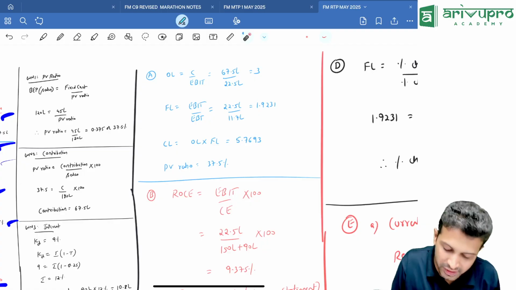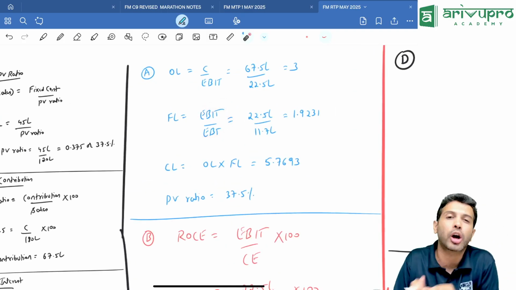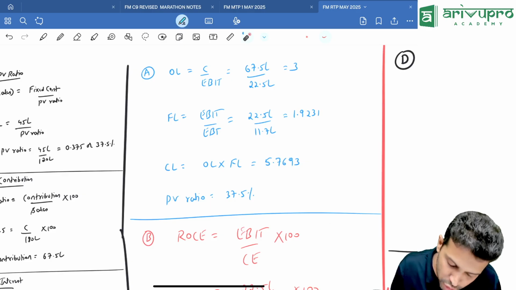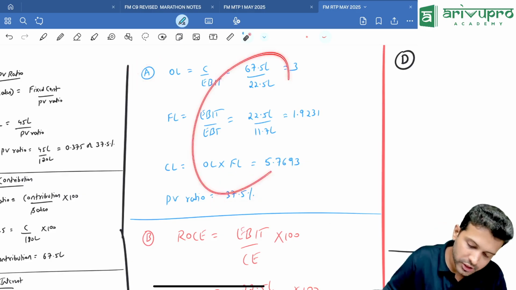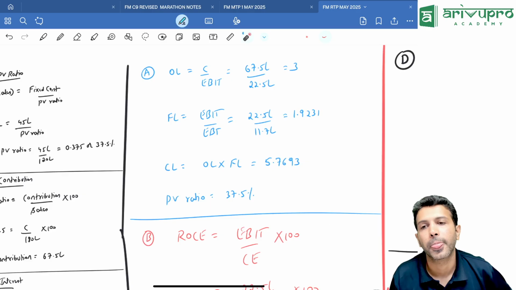Contribution divided by EBIT. There is no preference shares any which way. That means financial leverage, fancy formula or normal formula? Normal formula. Combined leverage also normal formula. PV ratio was also one of the first requirements. PV ratio we have to find or already found? So first requirement fully we have completed. Need a minute or carry on?